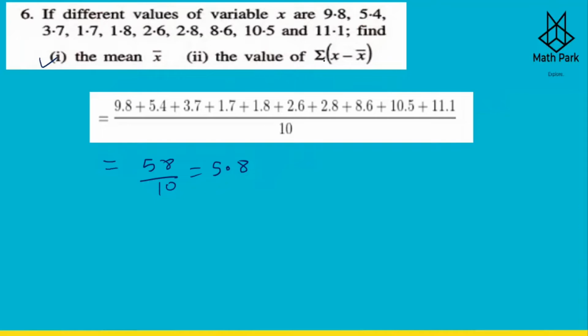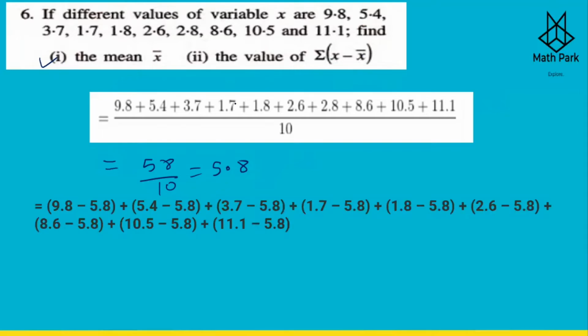Now find sigma x minus x bar. So it is the deviation of mean from each of the observations, and this is going to be definitely 0. So we start subtracting the mean from each of these numbers. So when we subtract 9.8 minus 5.8, we get this as 4.